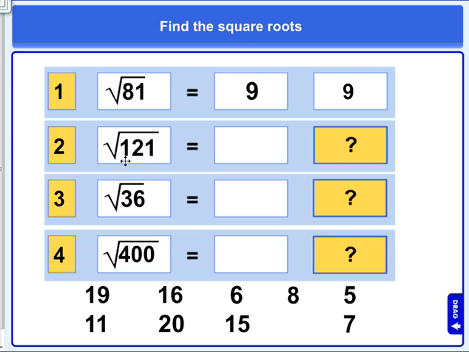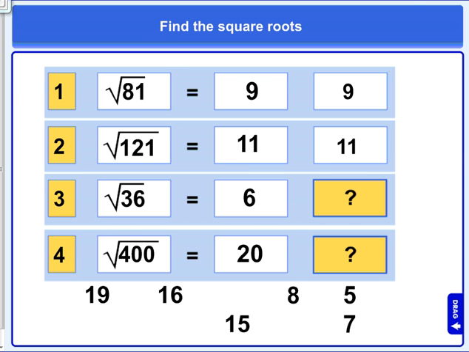Okay. The square root of 121. What times what equals 121? That would be 11. The square root of 36. What times what equals 36? That would be 6. And the square root of 400. Now you can figure out what the square root of 400 is by just figuring out what the square root of 4 is, and then tacking a 0 on. So in this case, it would be 20.